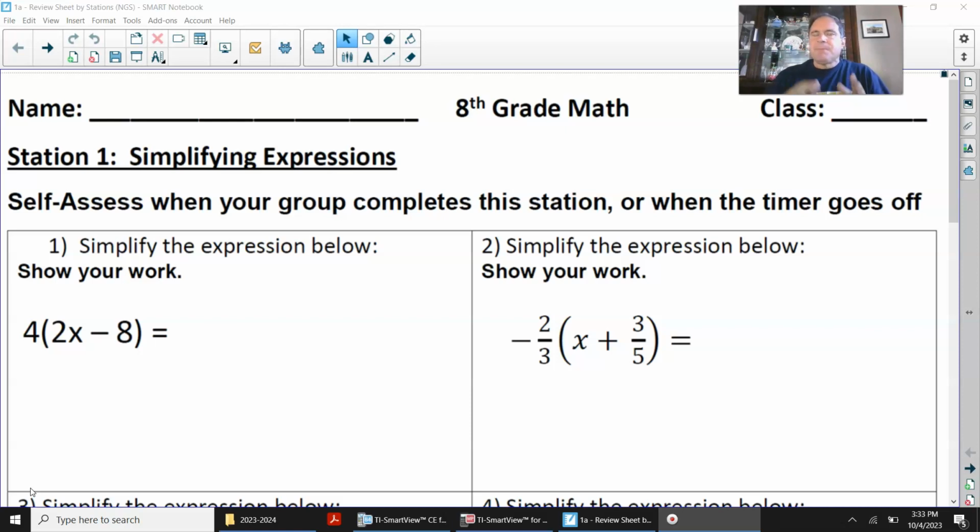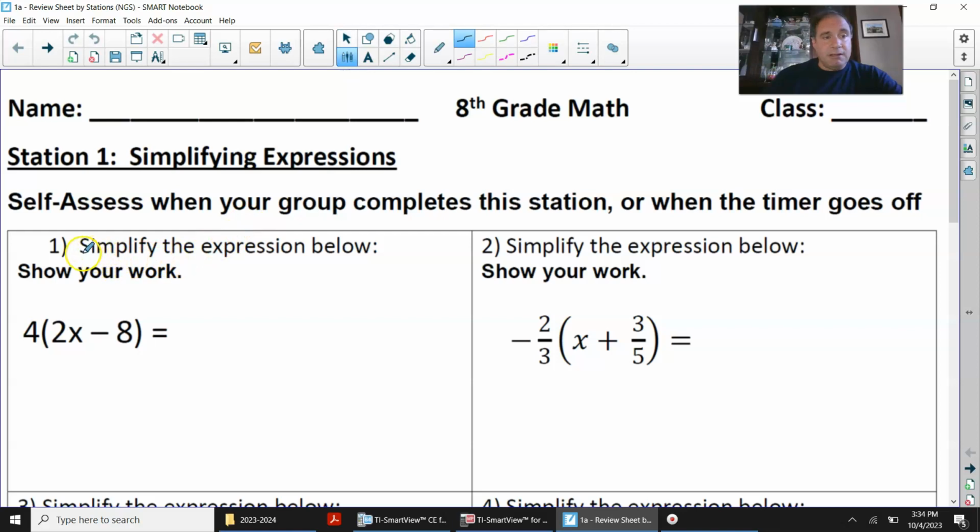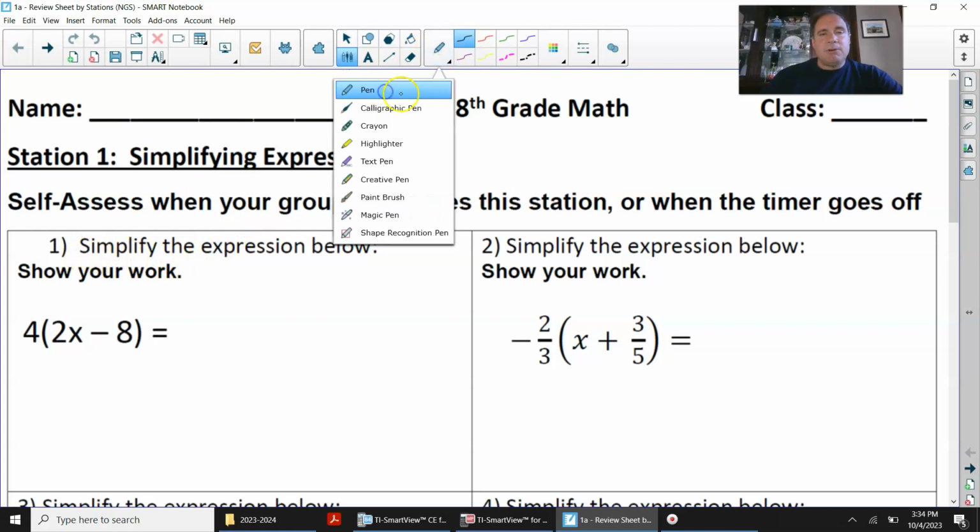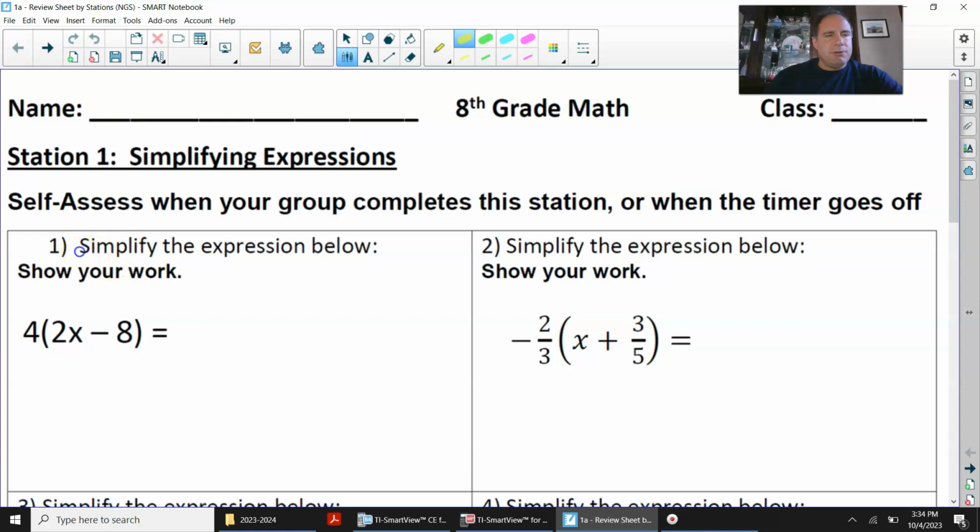Just remember, when you're simplifying expressions, you do not have to solve anything. It's not going to be like x equals 3 or anything like that. It's just going to be simplify. We're simplifying and we're just combining like terms. So when you see that word simplify, it does not mean to solve.